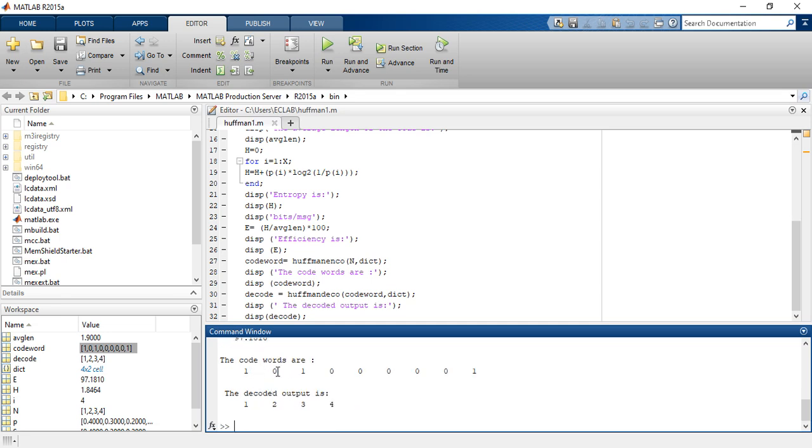Then the code words are 1, 0, 1, 0, 0, 0. These are calculated, then decoded, and again we got the same symbols. So this is about the Huffman code. Actually, the Huffman code is used for data compression. It removes the redundancy bits in the information we transmit from the source to the destination.